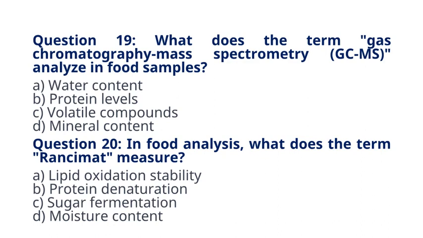Question 20. In food analysis, what does the term Rancimat measure? A. Lipid oxidation stability. B. Protein denaturation. C. Sugar fermentation. D. Moisture content. The correct answer to question 20 is option A. Lipid oxidation stability. Explanation: Rancimat is a method used to measure the stability of lipids against oxidation in food samples.